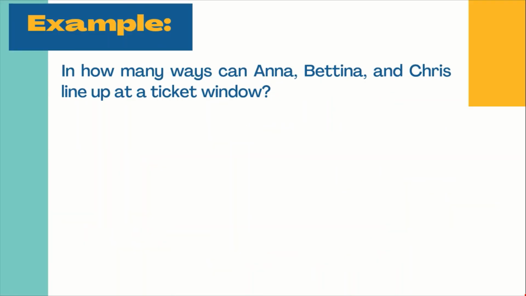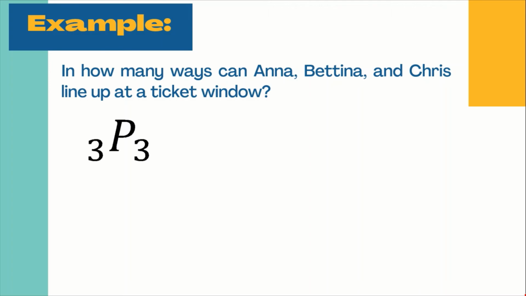What if we have this example? In how many ways can Anna, Bettina, and Chris line up at the ticket window? So, ang N natin dito, ilan ba ang total number of choices natin? 3 lang. Sila Anna, Bettina, and Chris. At ang R natin is ilan ba ang i-arrange natin at a time? So, silang 3 lang din. So, lahat sila. So, 3 din ang R natin. So, we have permutation of 3 taken 3.